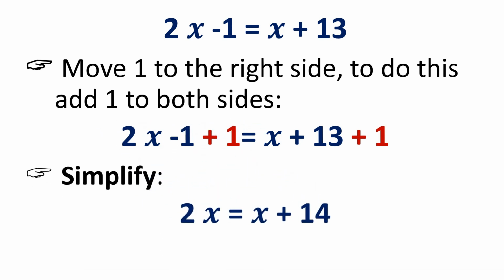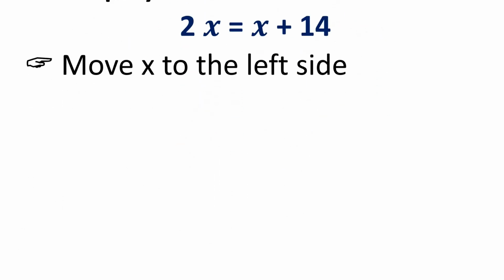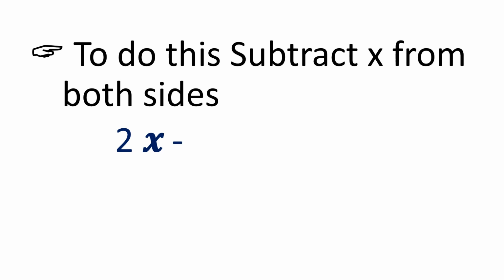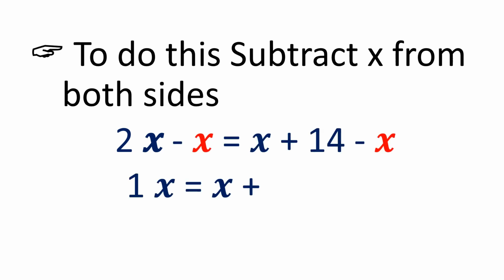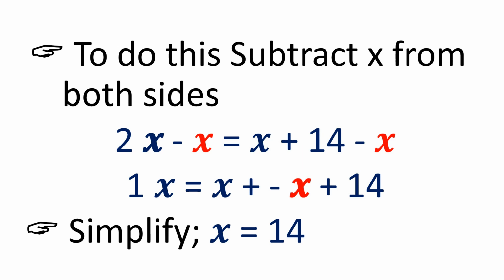Move x to the left side. To do this, subtract x from both sides. 2x minus x equals x plus 14 minus x. 1x equals x plus minus x plus 14. Simplify, x equals 14. Thus, we confirm that the answer is correct.